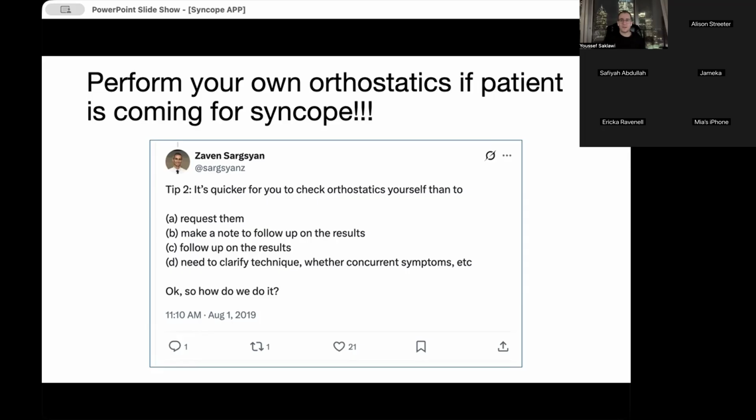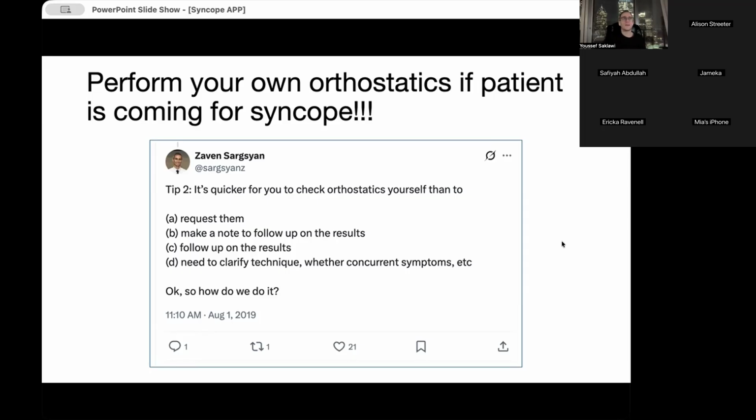Obviously, it can be harder in a trauma bay, where the patient is connected to 10 things. But if that's the chief complaint, or let's say you're following up on day one on orthostatic syncope, the first thing you want to do is check your own orthostatics. And I do this every time I walk in the room.